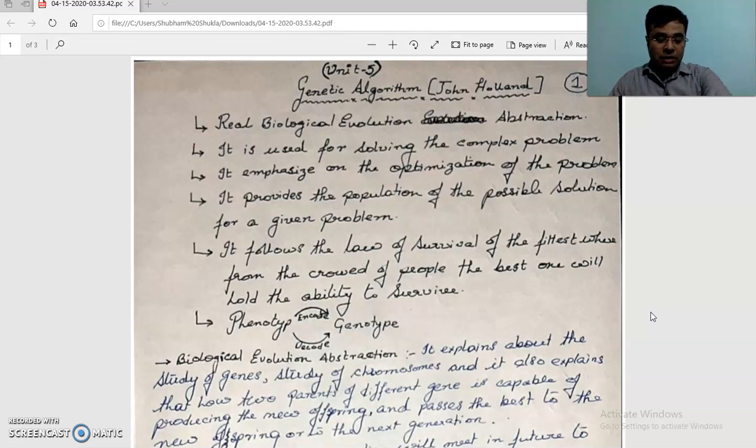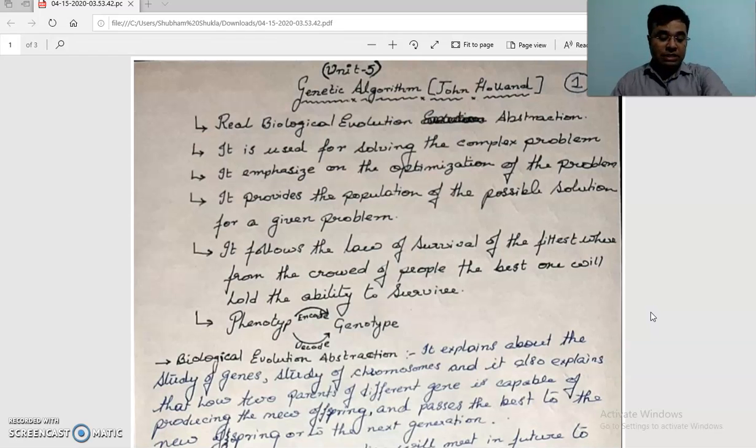So in this mechanism, the best genes are traveling into the next generation. We must notice this particular point, that in this mechanism the best genes are traveling into the next generation.